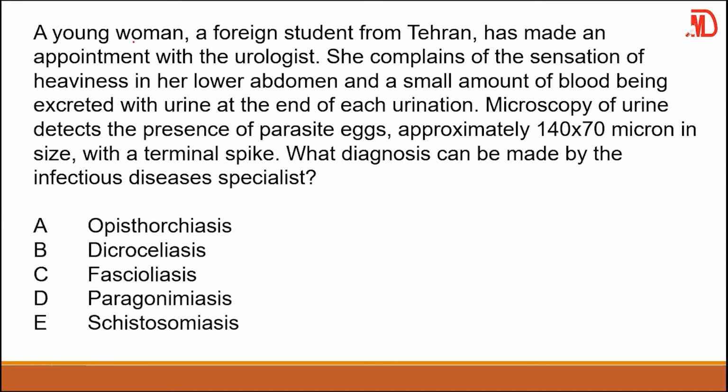A young woman, a foreign student from Tehran, has made an appointment with the urologist. She complains of a sensation of heaviness in her lower abdomen and a small amount of blood being excreted with the urine at the end of each urination. Microscopy of the urine detects the presence of Parasite X. They are going to describe Parasite X for us: this is the size, and it has a terminal spike. What diagnosis can be made? So this is your clue. The size and the presence of a terminal spike tell us we are dealing with schistosomiasis.